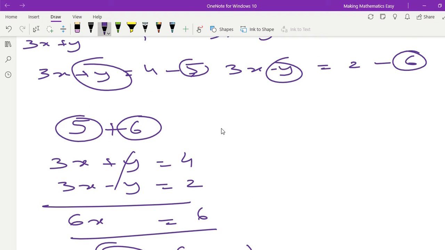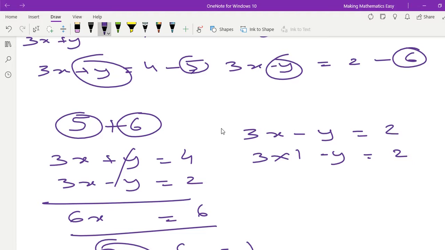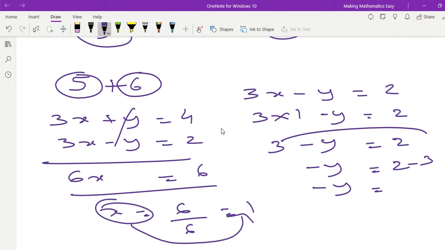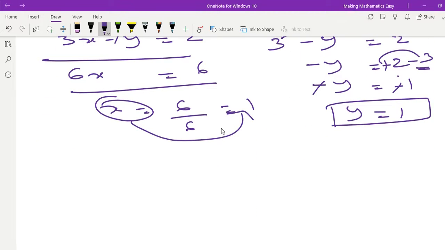Now you can put this value in any one of the equations. So let's put it in equation number 6. So 3 into 1, the value of x is 1, minus y is equal to 2. So 3 ones are 3, minus y is equal to 2. This 3 will go over here and become minus. So minus y is equal to 2 minus 3, which is minus 1, sign of the bigger number which is 3, which is minus. Minus minus will get cancelled, and y is equal to 1. So the value of y is also 1 and the value of x is also 1 over here.